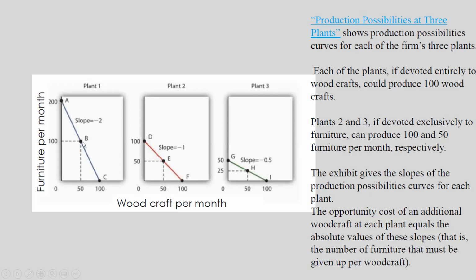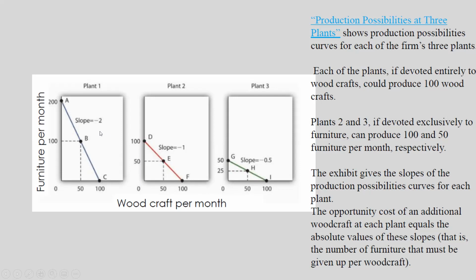And the other important thing is if you utilize these plants for both furniture production and woodcraft production, you can see here, if plant number 1 is used to produce furniture and woodcraft, we can produce 100 furniture and 50 woodcrafts per month. If plant number 2 is utilized to produce furniture and woodcraft, we can produce 50 furniture and 50 woodcrafts per month because it has the same capacity for both productions. If you utilize plant number 3 for both productions, you can only produce 25 furniture and 50 woodcrafts.